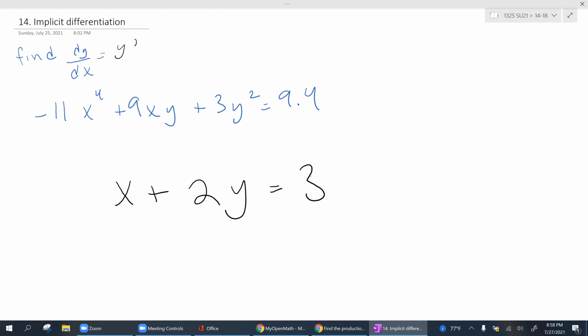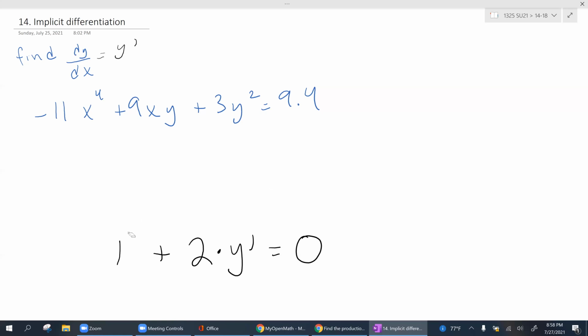I'm going to derive this from left to right. The derivative of x is 1, plus the derivative of 2y, that is just 2. But since I'm taking the derivative of y, I'm going to multiply this by y prime, equals 3. The derivative of a constant is 0. So that's pretty much what I'm doing here.